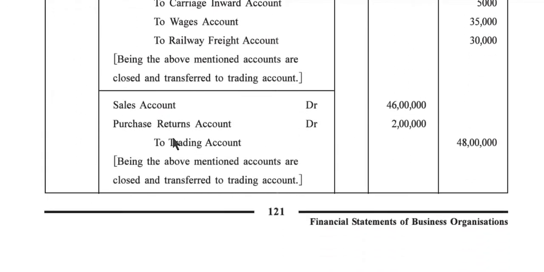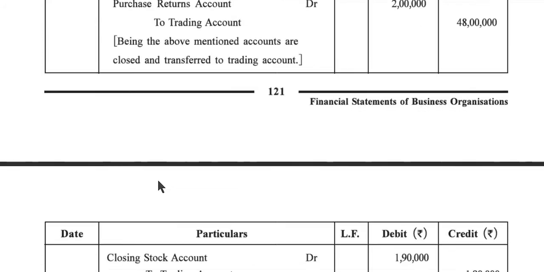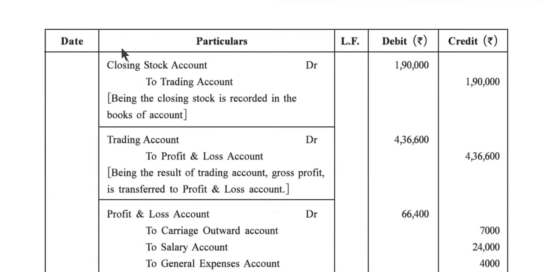Sales account debit 46 lakh, purchase return account 2 lakh, to trading account 48 lakh. Being the above mentioned accounts are closed and transferred to trading account. Closing stock account debit 1,90,000, to trading account 1,90,000. Being closing stock is recorded in the books of account.